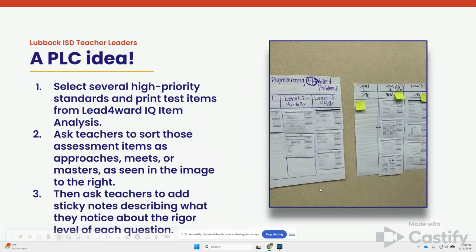An idea for your PLC. If you were doing this in real life, you might select in advance several high priority standards, and you might print those test questions from Lead Forward IQ item analysis like you see in that image on the right. You might hand those test questions to teachers, maybe in pairs, and ask them to sort them into approaches, meets, or master's levels as seen in that image. Then finally, you might ask the teachers to add some sticky notes describing what they noticed about the rigor of each test question.